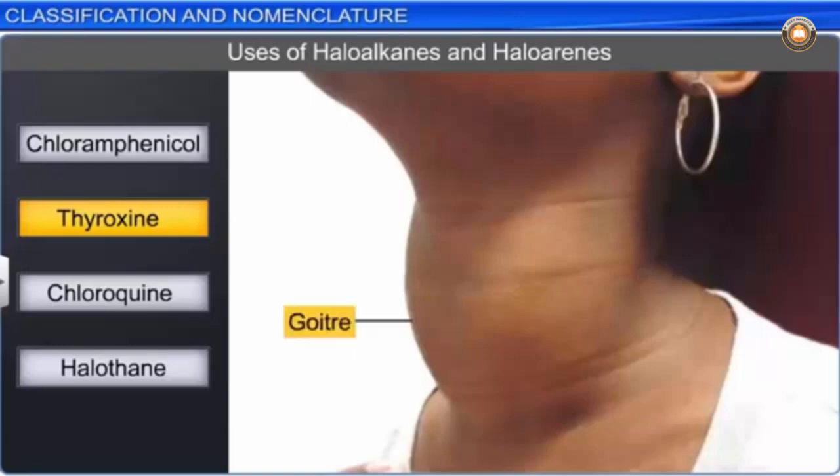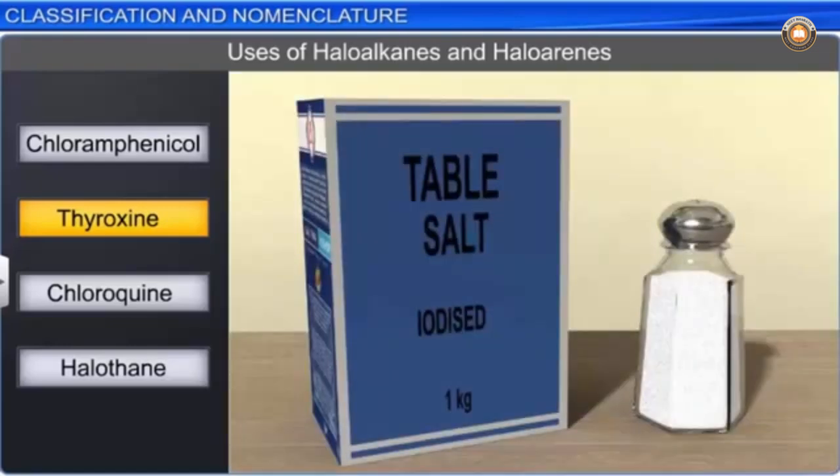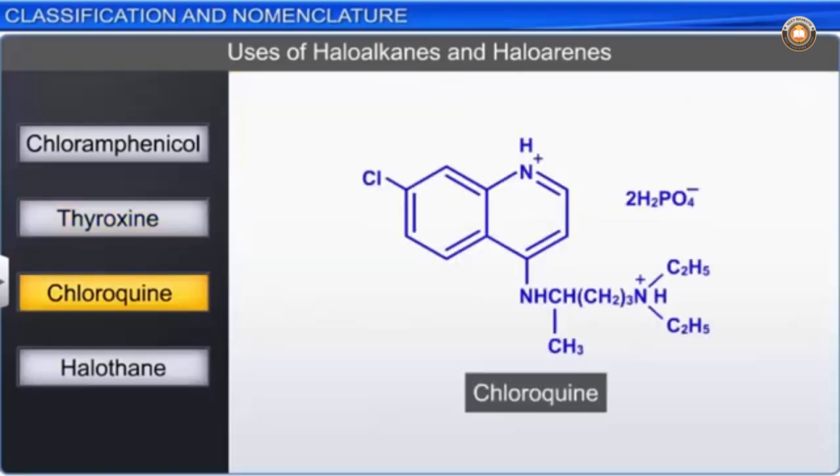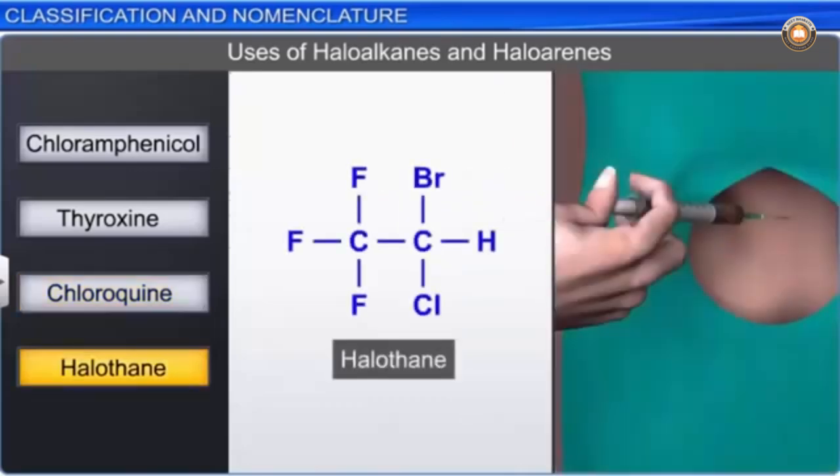Chloroquine, a synthetic compound, is used for the treatment of malaria. Halothane is used as a general anesthetic during surgery. These compounds are used in industries as solvents for relatively non-polar compounds, and also as starting material for the synthesis of a variety of organic compounds.